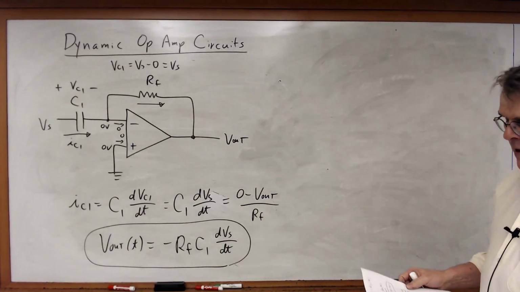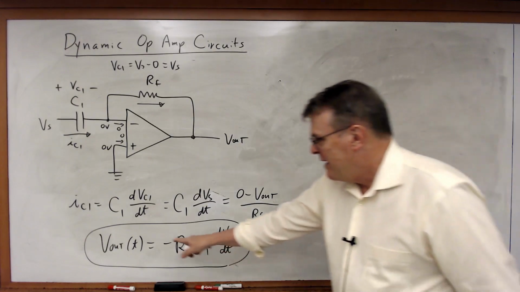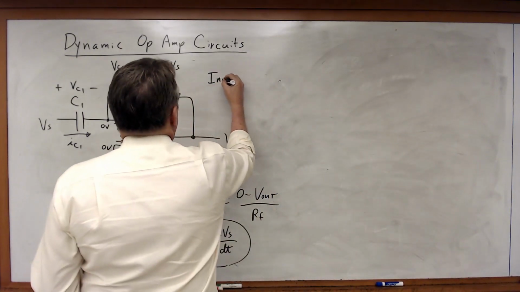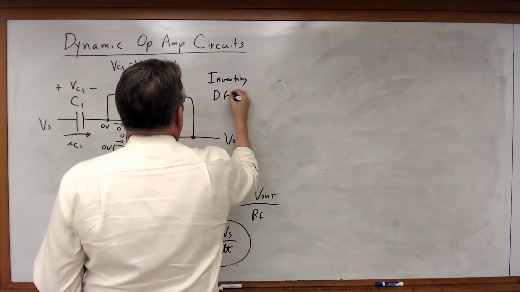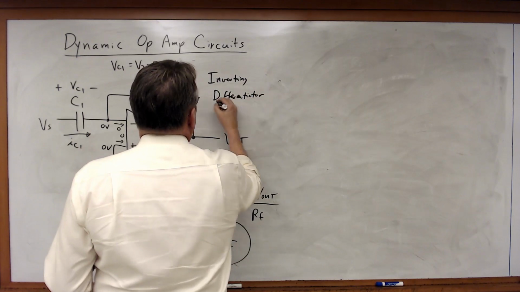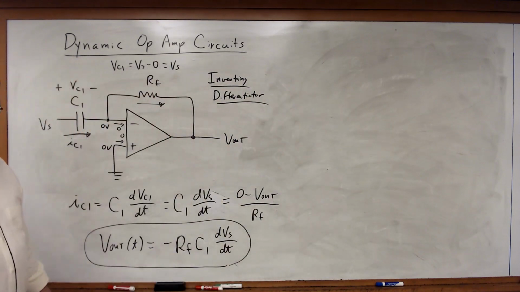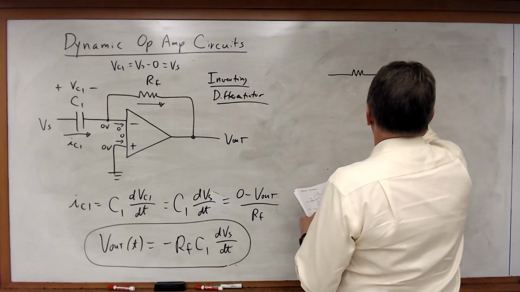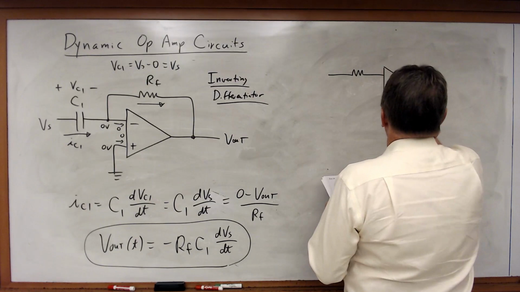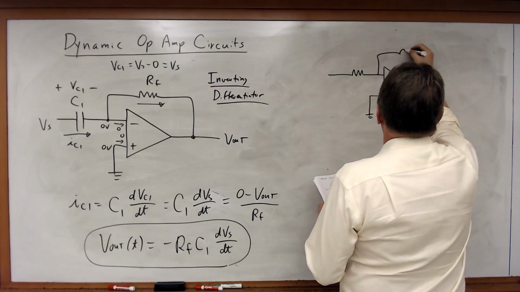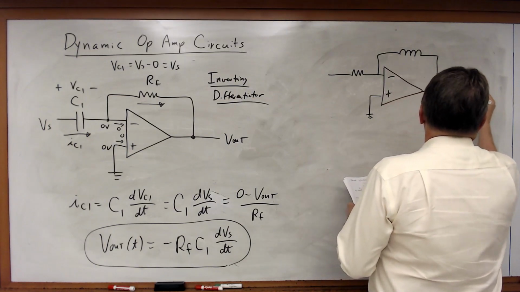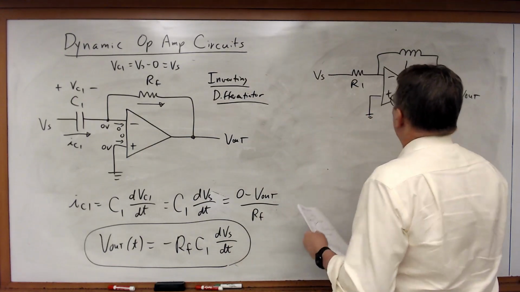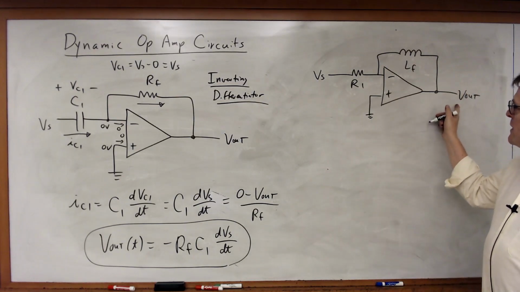And what do we have here? This is an inverting differentiator. This circuit takes the input signal and takes its derivative. Along the same lines, what if we did this? What if I were to determine what the output function is in terms of Vs for that circuit?